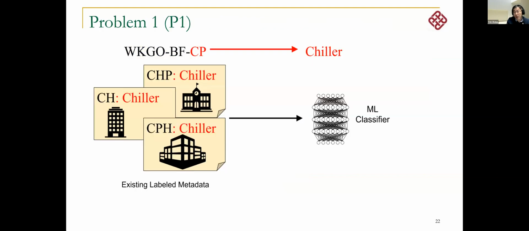So in our work, we formulate two problems. Number one is there are some very general equipment in buildings like chiller. So their names are like CP, CHP, CH, CPH, you know, all these. Nobody will name it as Pokemon. And then we develop a neural network model to do the information extraction.